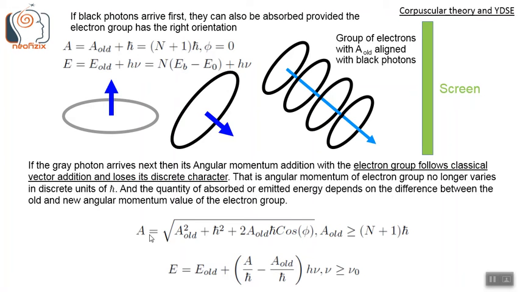So we saw this earlier. Under the condition where A old is greater than n plus 1 h bar, we can add this up in this fashion, in a classical vector addition fashion. And the total energy absorbed in this situation is just dependent on the difference of the angular momentum between the two states.